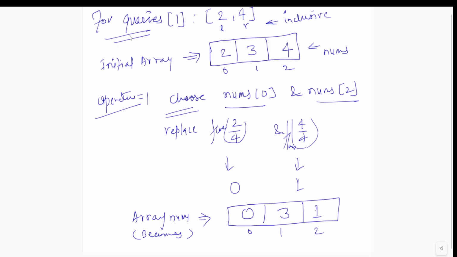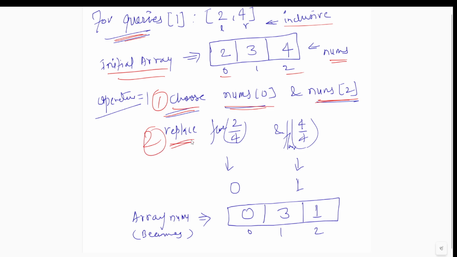So for queries at 1, we have been given the left bound and right bound, right? And both are inclusive in the range. So the initial array is nothing but 2 3 4, as I told you, this is your nums. From here, out of the three elements you have to choose two elements. Let's choose the very first element, nums at 0, and then nums at 2, that is 4. We have chosen these, so step 1 is completed.